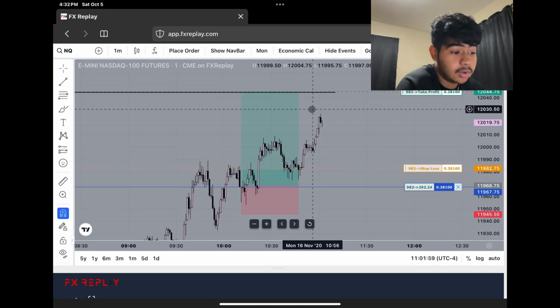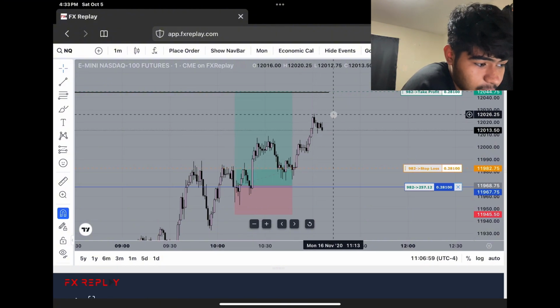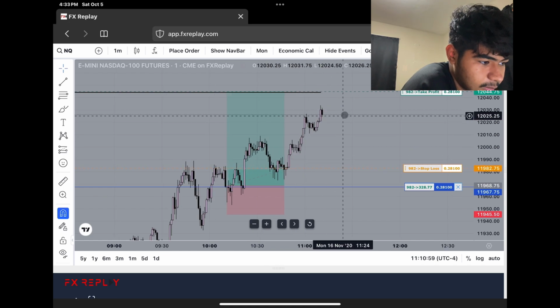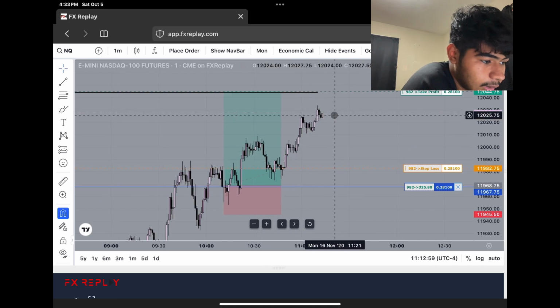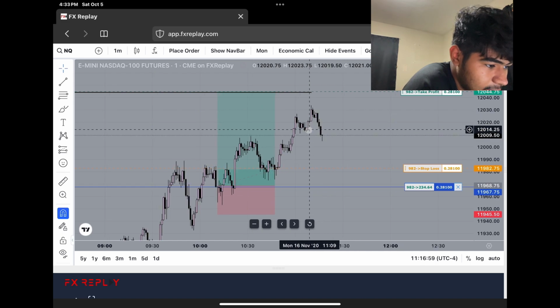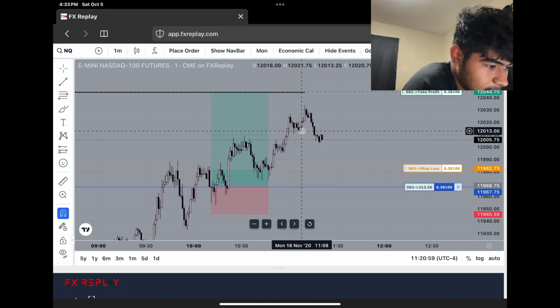Will it take out its high? Who knows? I mean, that closure of this candle right here indicates we want to go higher. But again, if we start disrespecting all the way down here, we don't want to be in this. But again, we have to reprice, close below this fair value gap. Will it create a breaker right here? Let's see what the tap will be.